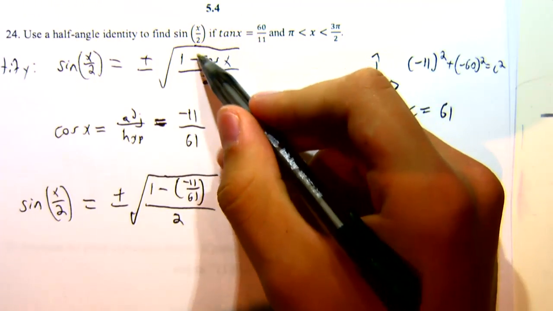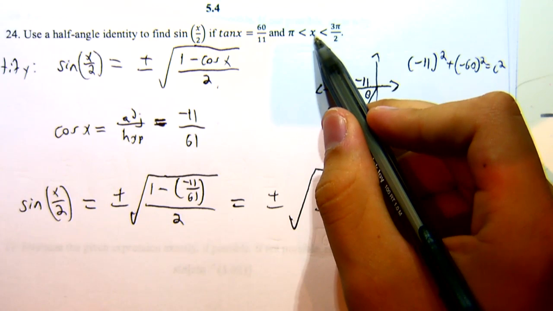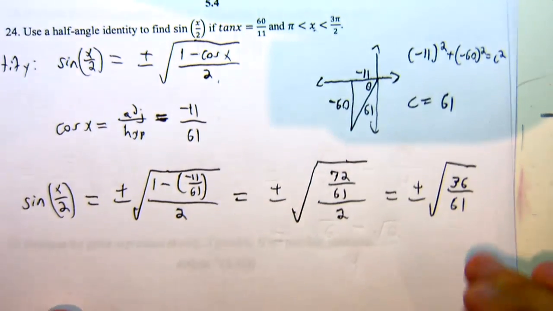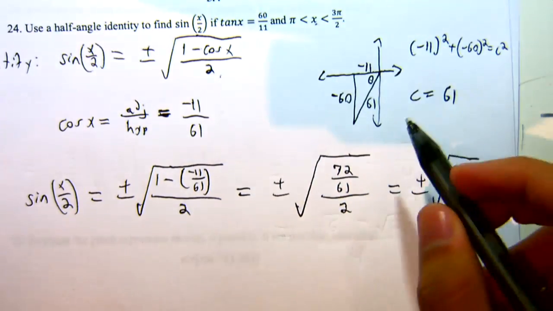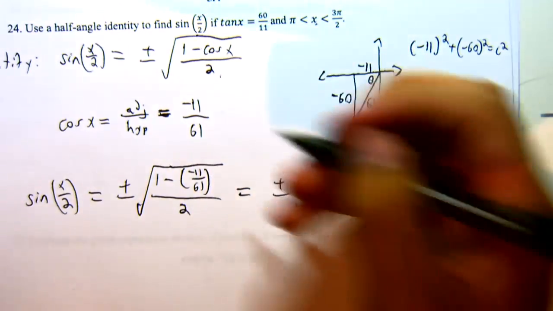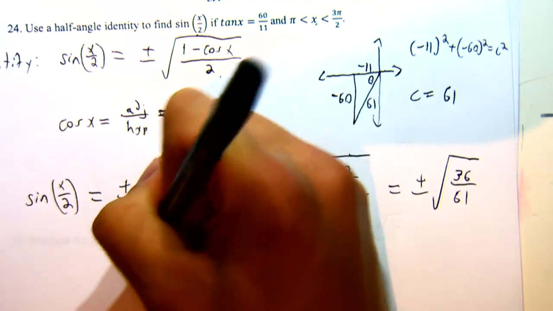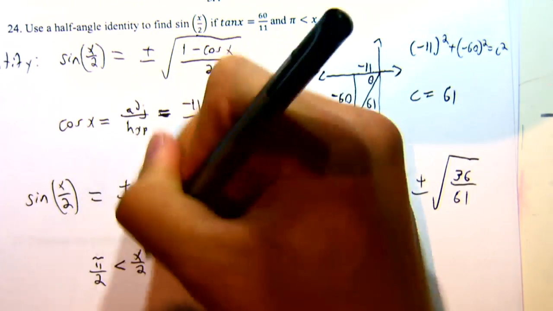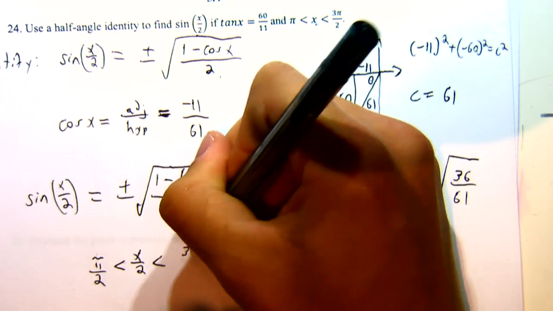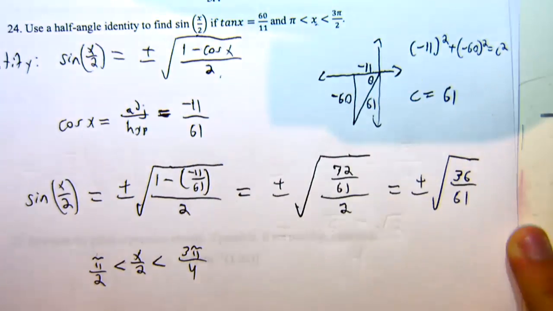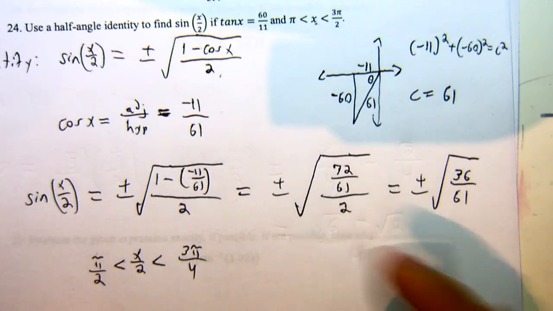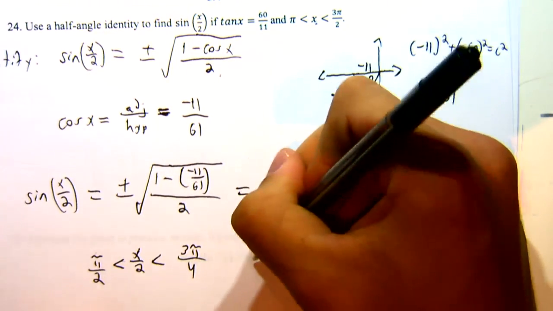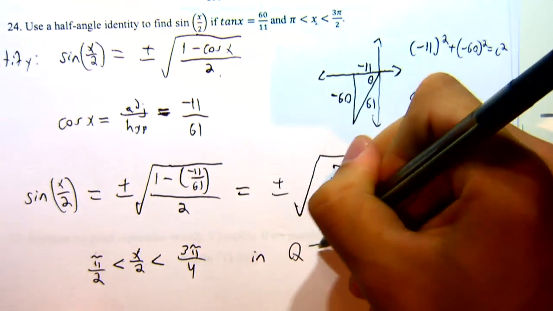So we have x over 2, but we're given the interval for x. So what we need to do is divide that interval by 2 in order to get the interval for x over 2. So it becomes pi over 2 and 3 pi over 4. And that's going to be in the second quadrant.